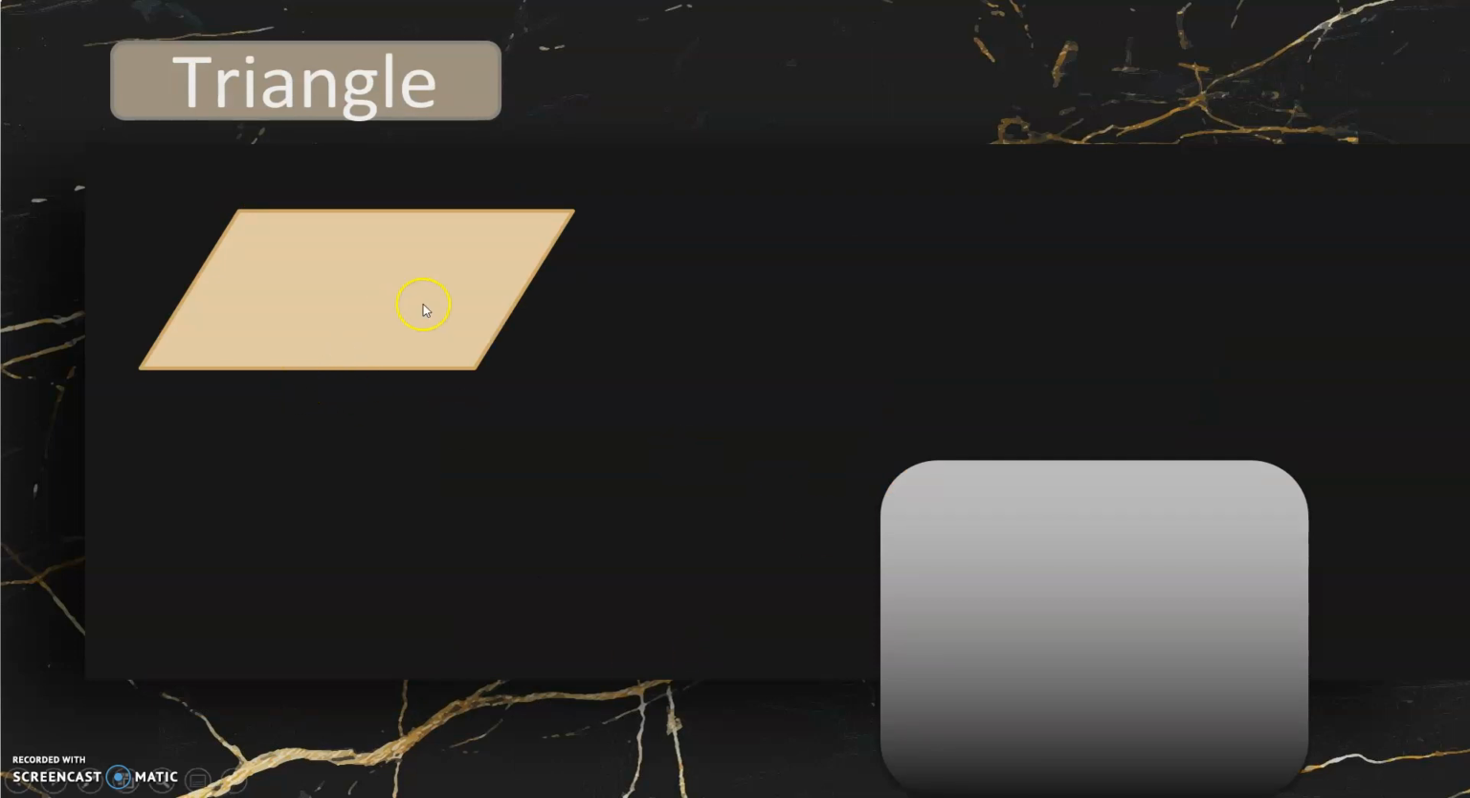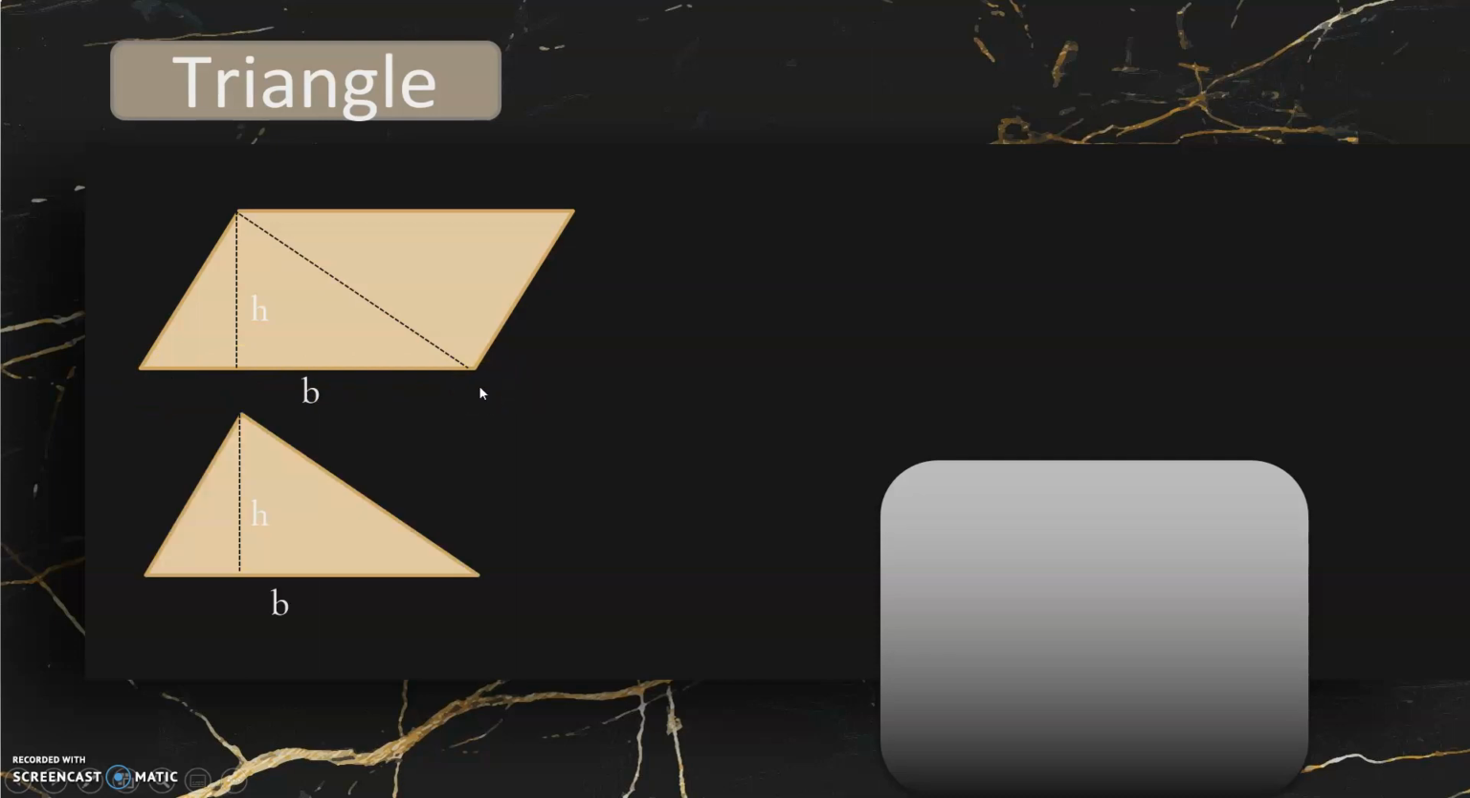Okay, let's focus first on this parallelogram. If we cut this parallelogram this way, we'll be able to form 2 triangles. Okay, and let us take note that again, this perpendicular line here is what we call the height, and this side here is what we call the base. Now, if we cut this triangle here, we'll have this one.